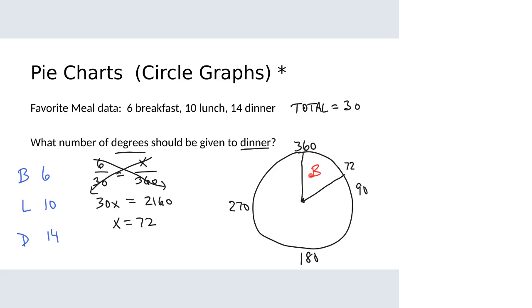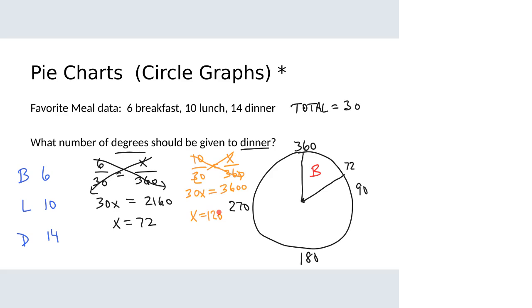Okay, how many degrees for lunch? We'll go over and we'll kind of do the same work. We're going to say, well, 10 out of 30 people chose lunch. So how many out of 360 degrees should be given to lunch? We cross multiply, and we have 30x is 3,600. Divide both sides by 30, and we get 120 degrees should be given to lunch.